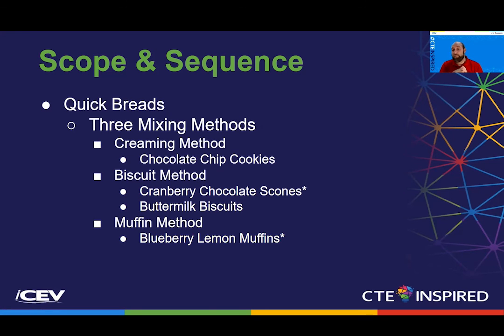But we do the quick breads, three mixing methods for that. The creaming method will make chocolate chip cookies or cookies of some kind. The biscuit method will use cranberry chocolate scones. And for the recipe I have for you, the chocolate and the cranberry, you can substitute any dried fruits, nuts, or candies for those ingredients in those same amounts. We also make buttermilk biscuits, and then we'll do the muffin method with blueberry and lemon muffins.